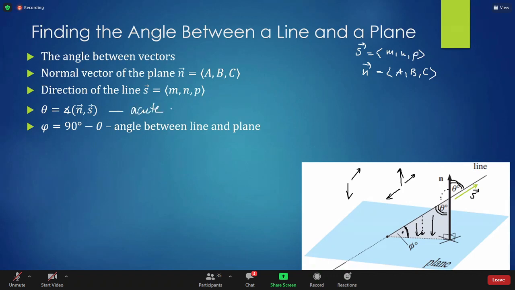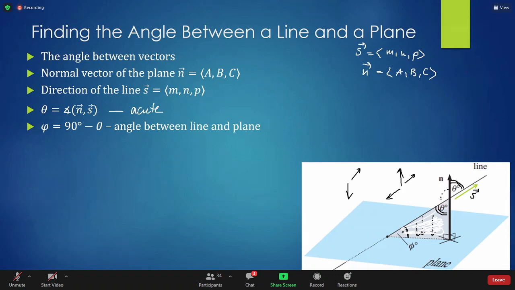Then the angle between line and plane is the other angle in this right triangle that we have here. This is a right triangle, and in a right triangle, you know the sum of the two acute angles is actually 90 degrees. So if we find that theta angle, we can take 90 degrees minus theta. It is the angle between line and plane. So that's one thing. That's the difference.